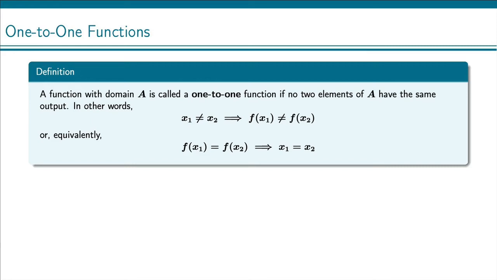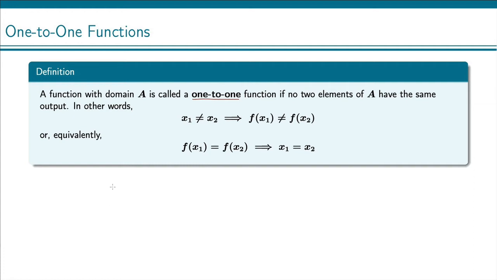A function with domain A is called a one-to-one function if no two elements of the domain have the same output. In other words, if you have different inputs, then your outputs will be different. And another way of saying that is if your outputs are the same, you know then that the inputs are the same.